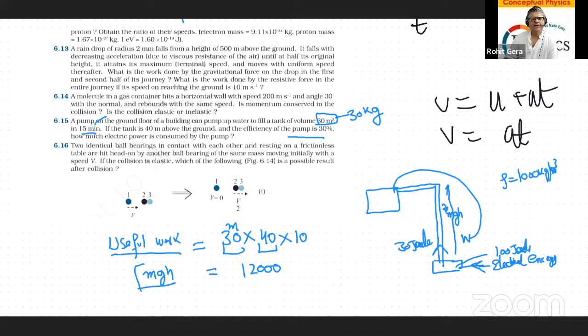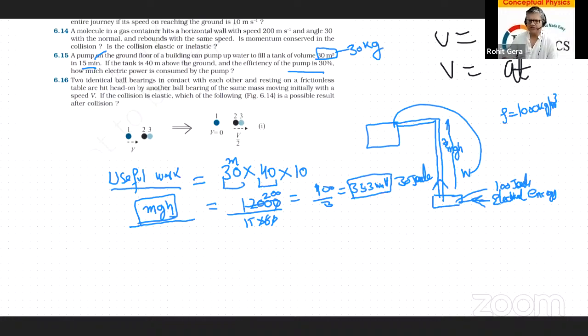Okay, and we know that this is to be delivered in 15 minutes. So I divided by 15 into 60. I cancel it, and this is 6 and 200. So this is 100 upon 3. So I actually just need 33.3 watts of useful part of the power to be delivered to me. But I know this is only 30% of the useful part, right? So this is 30% of the total which is coming should be 33.3, or let's say 100 by 3.